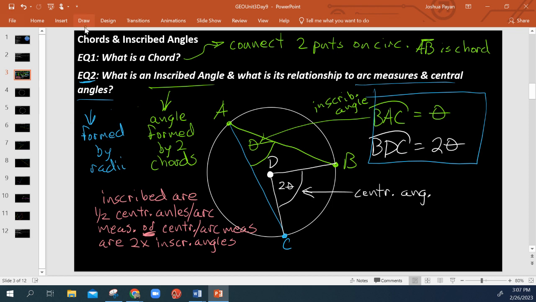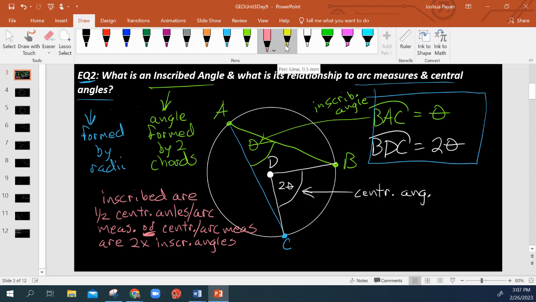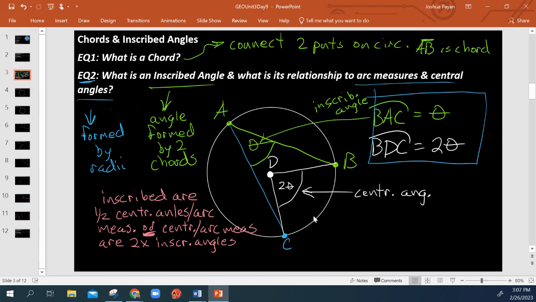And one last thing, we would call this arc right here, arc BC, let's just say it's lambda. We would call that an intercepted arc.